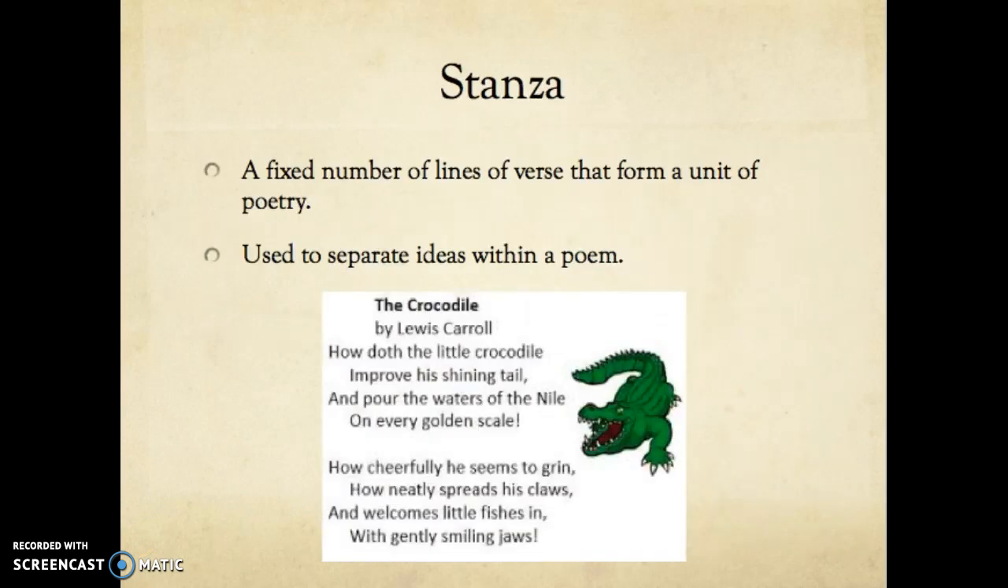Next we have stanza. A stanza is a fixed number of lines of verse that form a unit of poetry. It's used to separate ideas within a poem. A stanza in a poem is very similar to paragraphs within a paper. Each stanza stands for a different idea of a poem, just like in an essay you'll have main idea 1. The first stanza will cover the author's first main idea. And then in the essay you have main idea 2, and the second stanza will cover the second main idea of the poem.